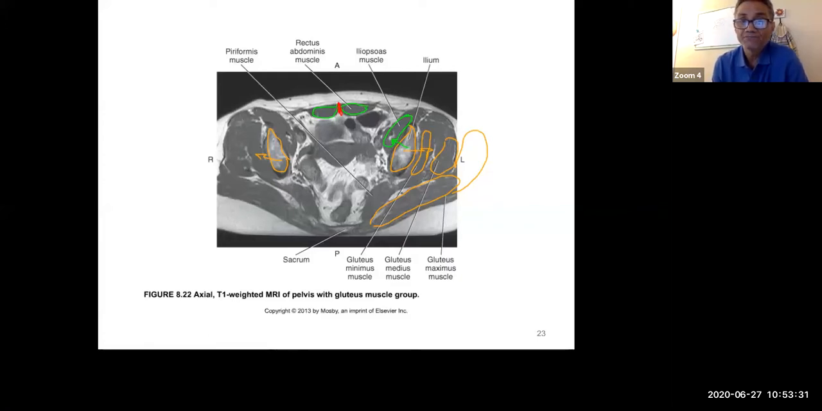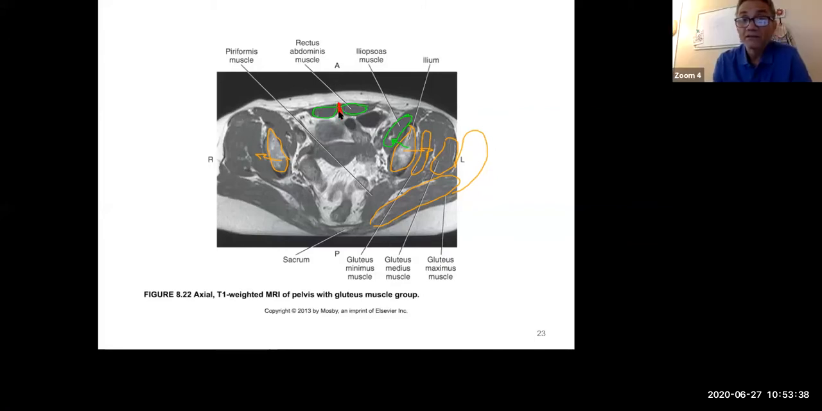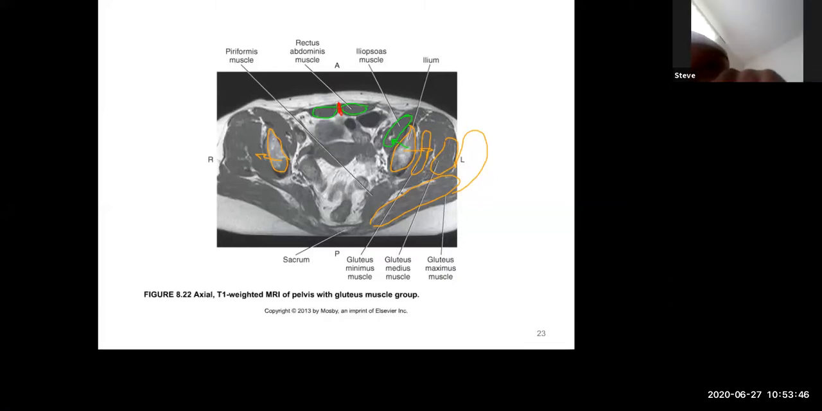Any question? Can you point to the linea alba again? I couldn't really see. The red one. Okay, cool. The linea alba is the midline. This is the linea alba. No, I know what it is. I just couldn't see your little clicker, so I wanted to see what you highlighted.